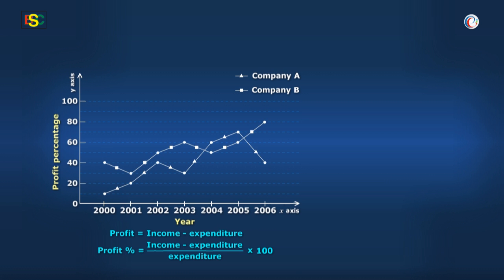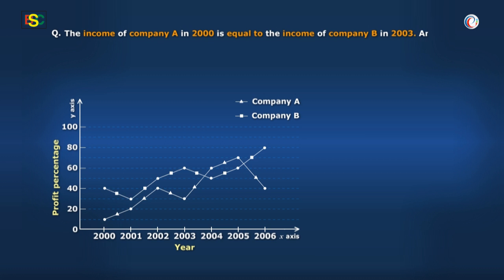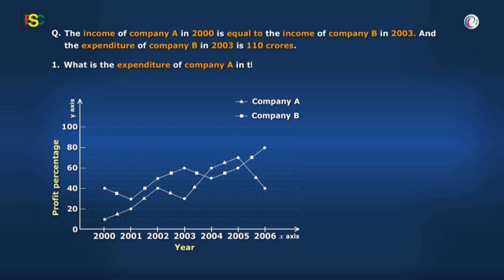Solve some more questions on this graph. The information given is that the income of company A in 2000 is equal to the income of company B in 2003, and the expenditure of company B in 2003 is 110 crores. Then number 1, what is the expenditure of company A in the year 2000? And number 2, what is the profit of company A in the year 2000?